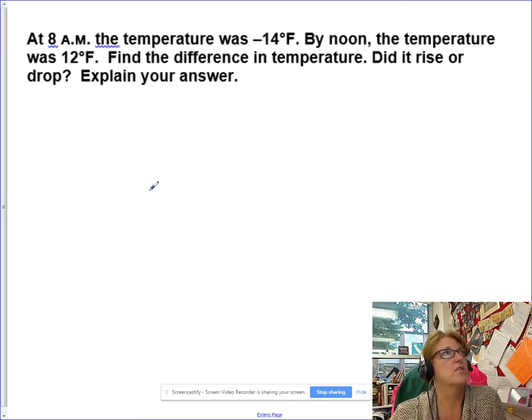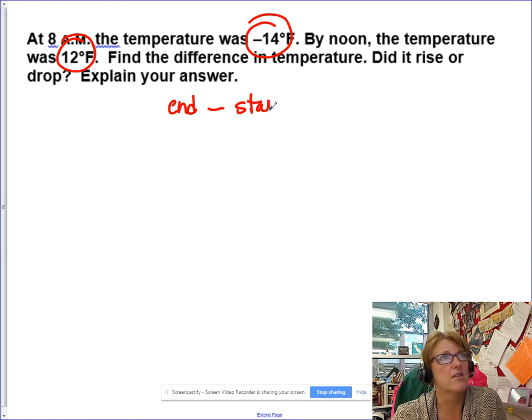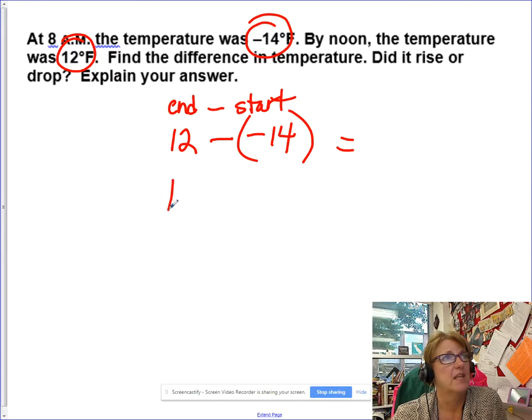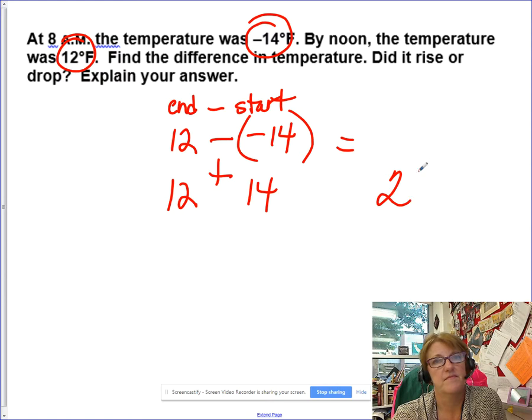Backside, a couple more questions quick. Here's another temperature one. We started at 8 a.m. It was -14, and by noon it was 12 degrees. Find the difference in the temperature. So remember, you always take the end number minus the start. That's how you find the way it changed. So I ended out at 12. I start at -14. Keep, add the opposite. There you go. Let's label it.